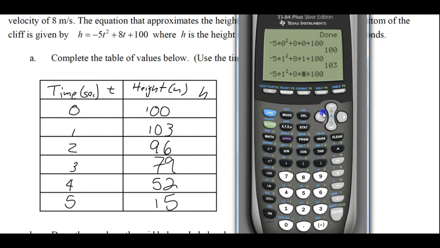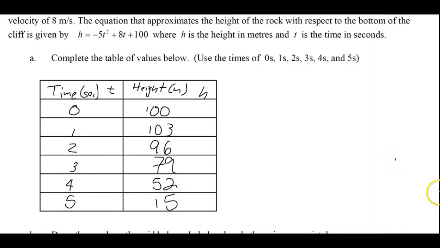I'm just going to do one more, and I can change the ones to twos. So I'm just arrowing along. Change one to a 2 and hit enter. And there's my 96, and so on, right? Just keep going. So that's another way you can do this on the calculator, so you don't have to retype it each time. Okay, what's next?